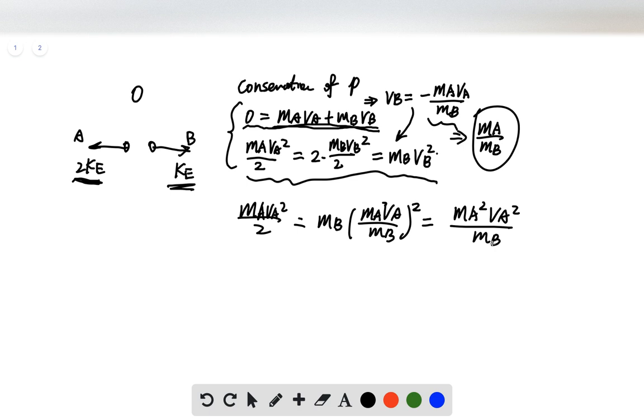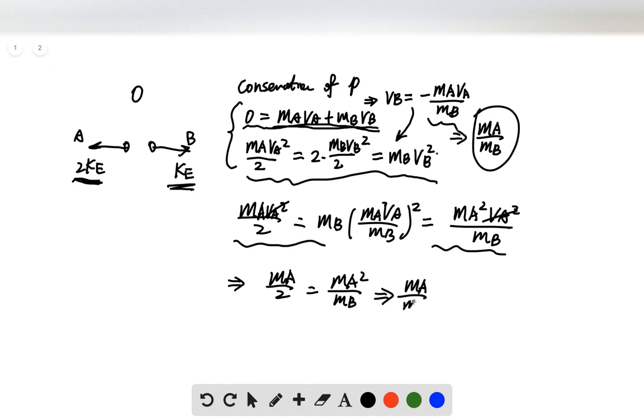That is great, because if you now look at this equation, you find VA squared on both sides, so VA squared also cancels. That leaves us with MA over 2 equals MA squared over MB. If again we divide both sides by MA, it gives us MA over MB equals 1/2. So that is what we're trying to find: the fragment with larger kinetic energy has half the mass of the other fragment.